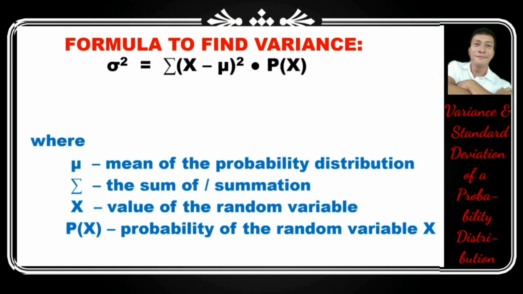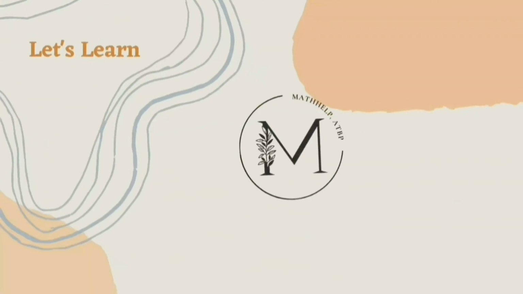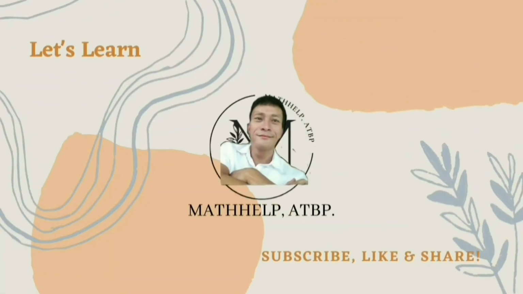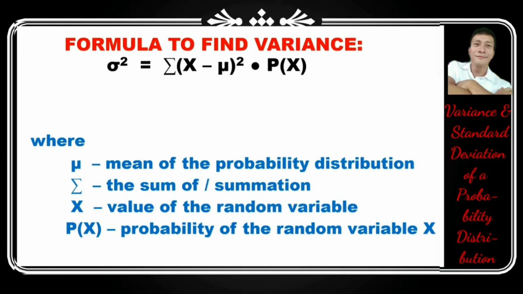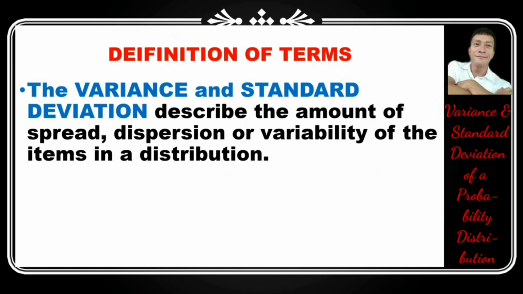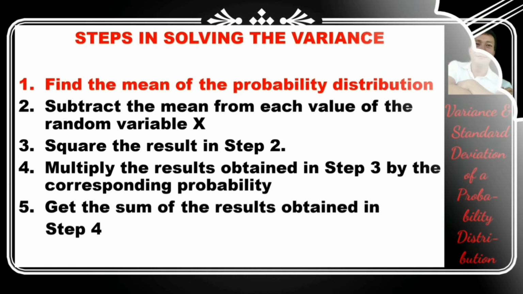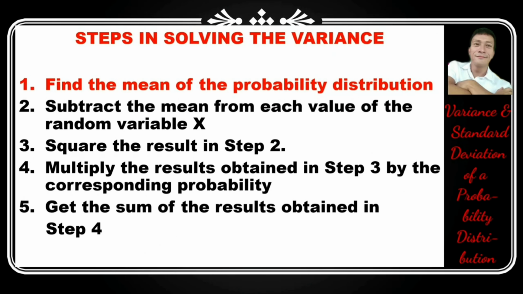What's up guys? Sa video ito ay tuturo ko sa inyo kung paano isolve ang variance of a discrete probability distributions. At nasa screen na nga ang ating formula, paki-screenshot nyo na po. The variance and standard deviation are statistical measurements describing the amount of spread, dispersion, or variability of the terms in a distribution. In solving variance, may mga step din tayong susundin.